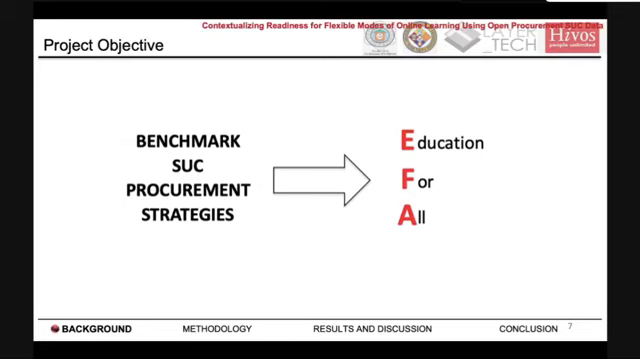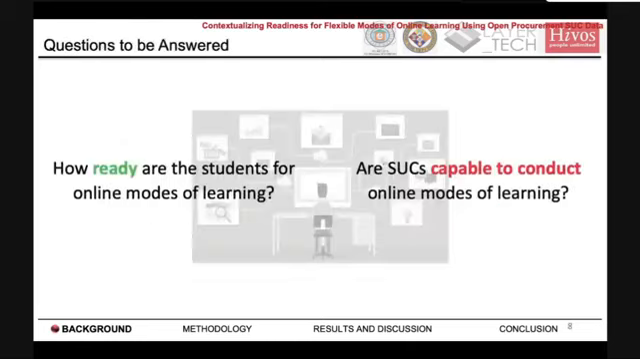And of course, to come up with solutions for this, we have here two summarized research questions that need to be answered. Number one is how ready are the students for online modes of learning? And number two, are SUCs capable of conducting online modes of learning?